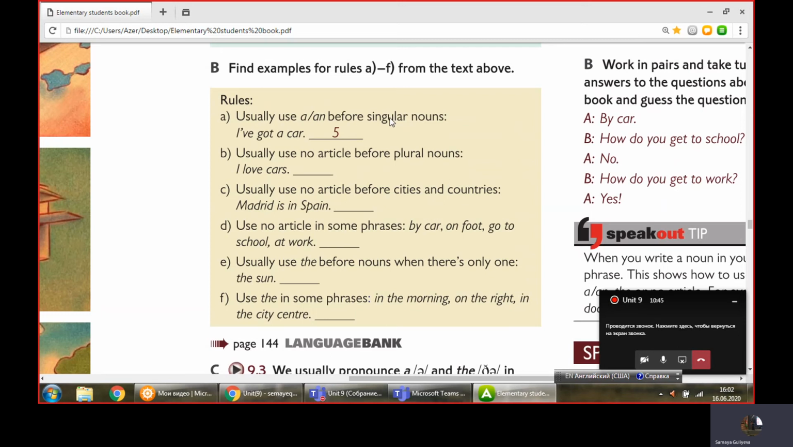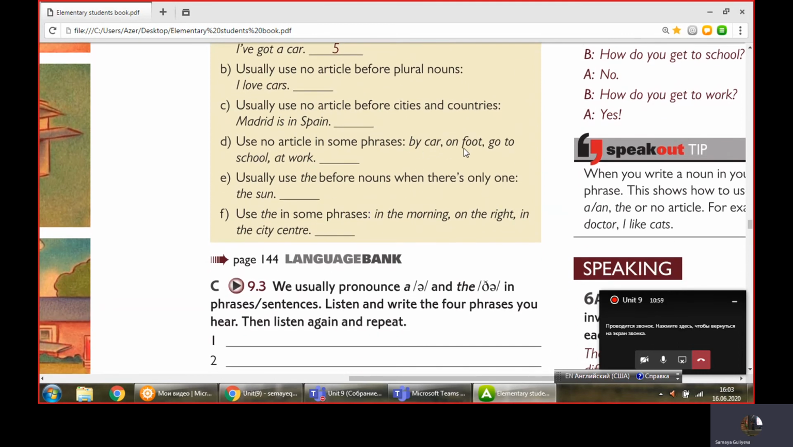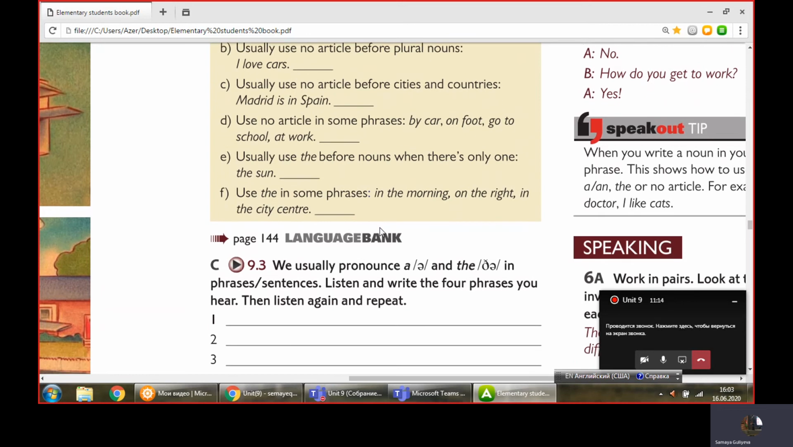Usually use a/an before singular nouns. Usually use no article before plural nouns: I love cars. Usually use no article before cities and countries: Madrid is in Spain. Use no article in some phrases: by car, on foot, go to school, at work. Usually use the before nouns when there is only one: the sun, maybe the moon. Use the in some phrases: in the morning, on the right, in the city center.